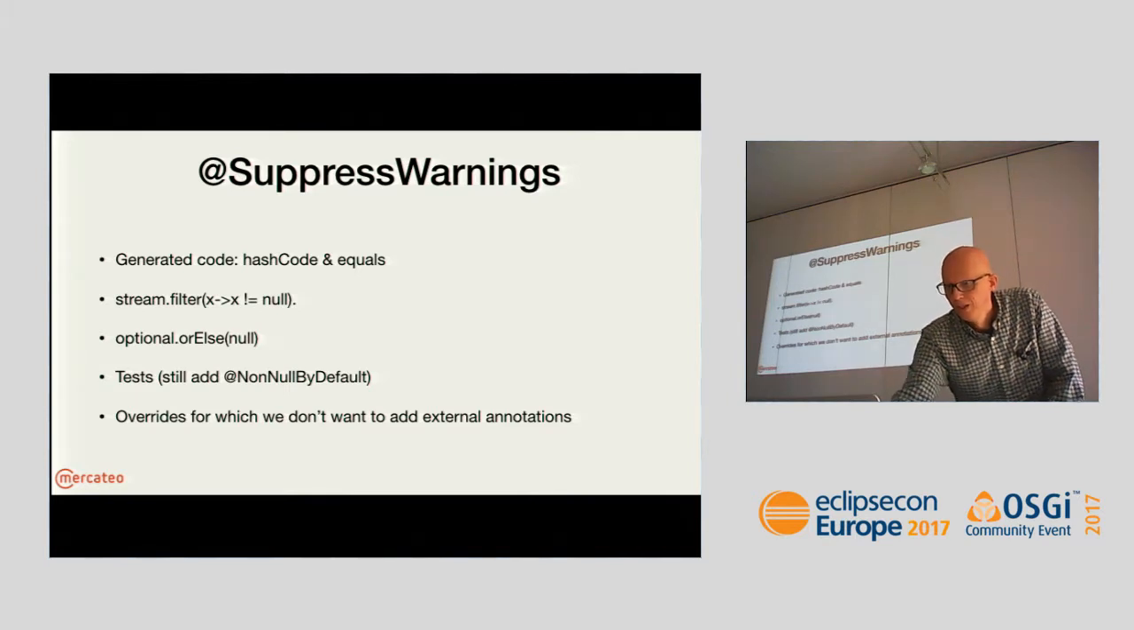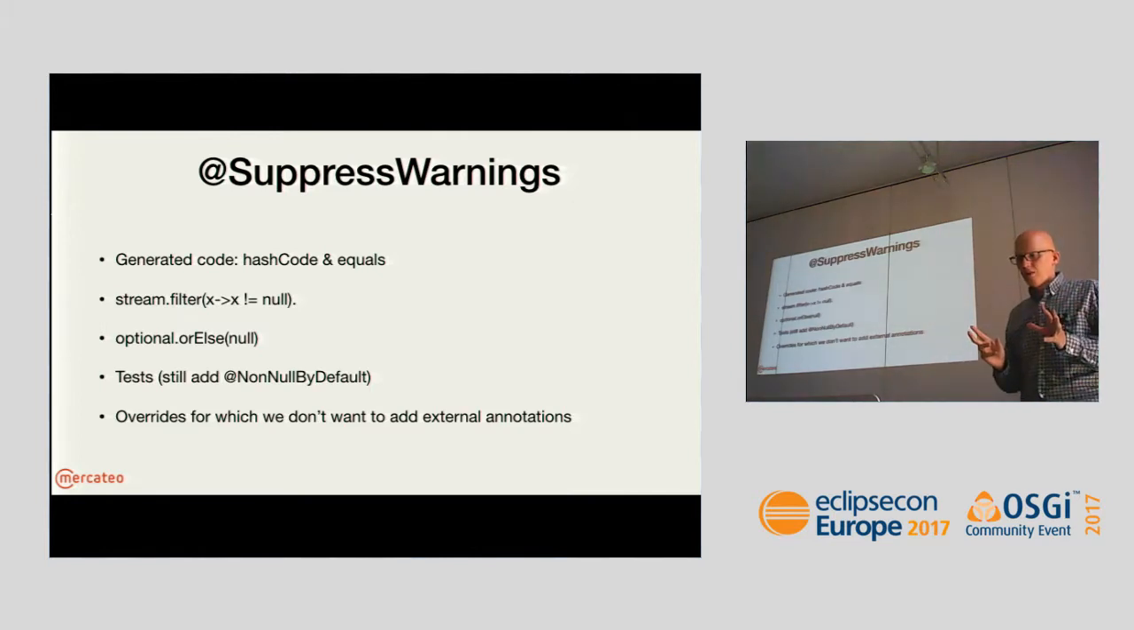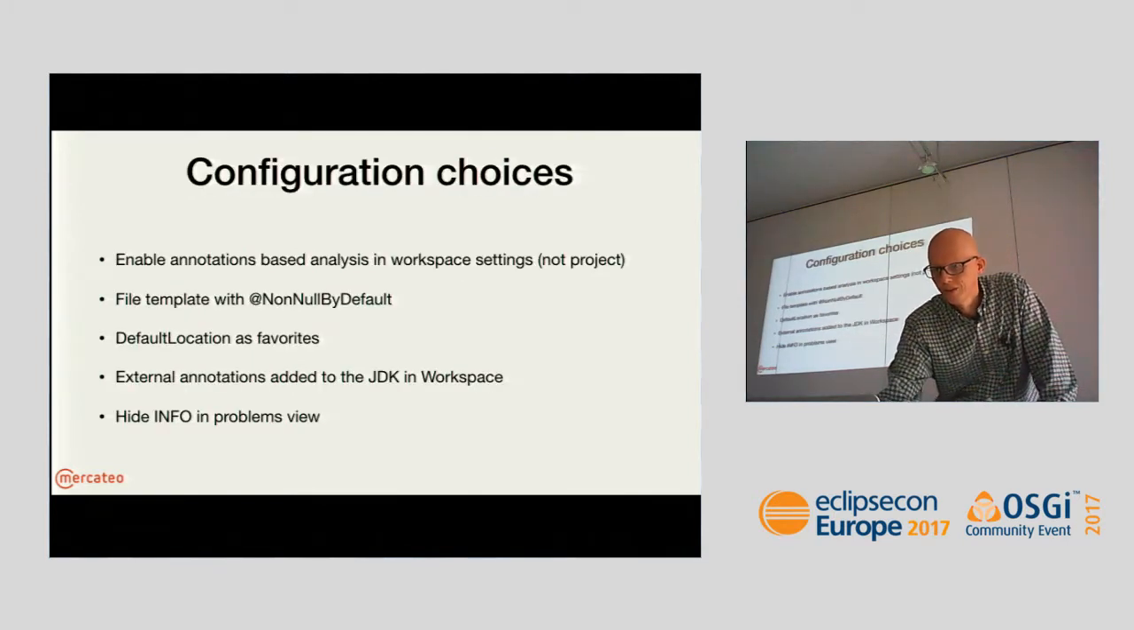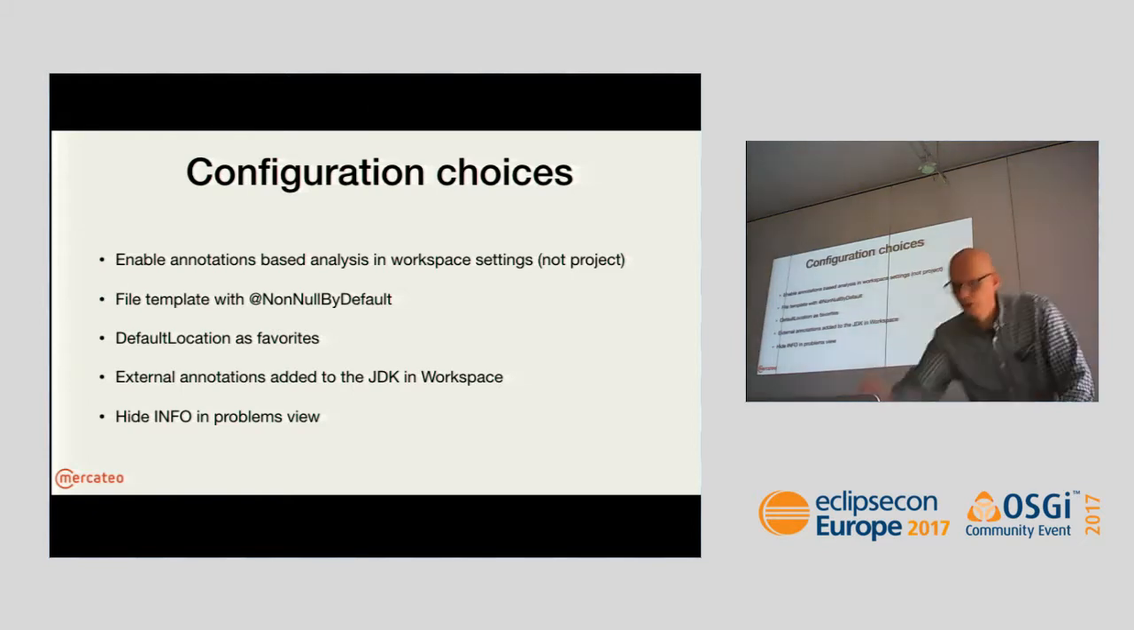And then we used to add suppress warnings also for the case of callbacks, where we cannot annotate the base class. Then we just do it locally. It's better than not annotating the class. So now I'm going to show you how we configure our workspace settings. Let's simply start.